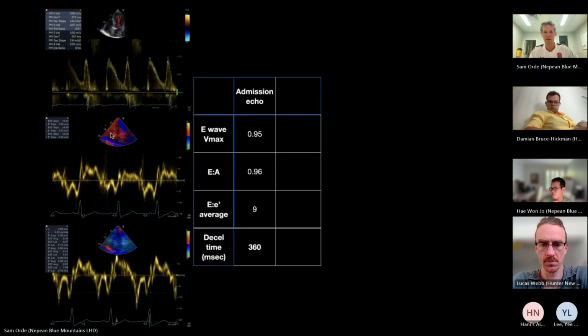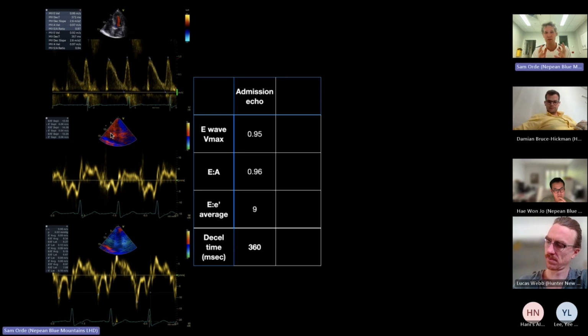So putting all that together on that admission echo, when she came into ICU, we can say that she's got some markings of impaired relaxation of the heart, but she's got an okay E to A ratio. She's got an okay looking decel time. So she's got some markers of impaired relaxation, but she doesn't have hugely elevated left atrial pressure maybe at the moment. And I'll show you why I'm taking all of these with a pinch of salt, because they're not validated in patients who've got septic shock.